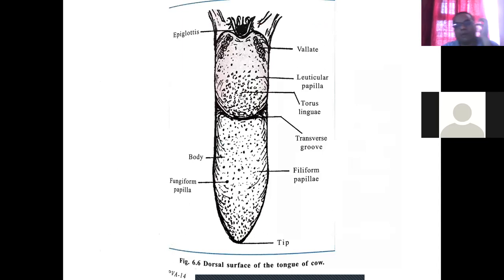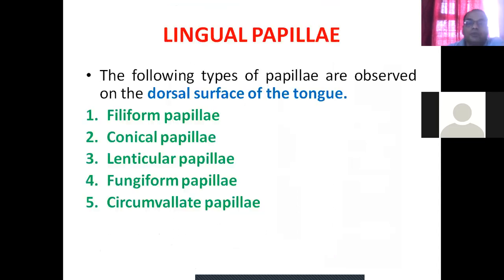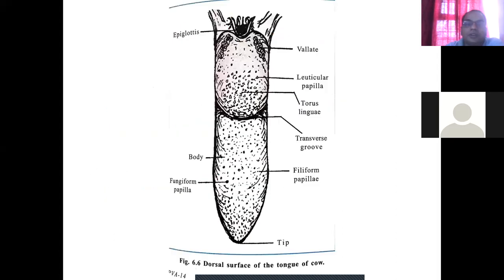Now, if we talk about the papillae, I told you there are four major papillae: the filiform, fungiform, lenticular, and the circumvallate papillae. One more is the conical papillae. So you see, these are the papillae: filiform, fungiform, conical, lenticular, and circumvallate. Now you see, this filiform papilla is here. This one is the smaller one. This is the filiform papilla.